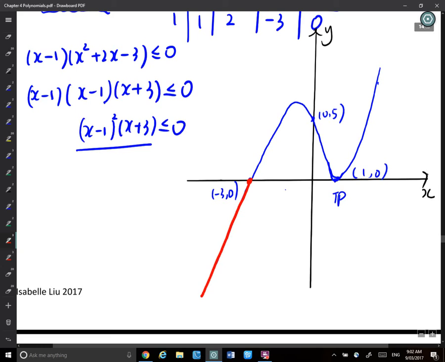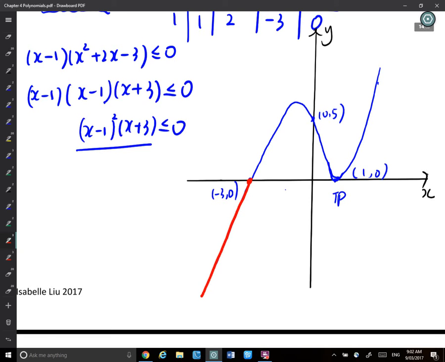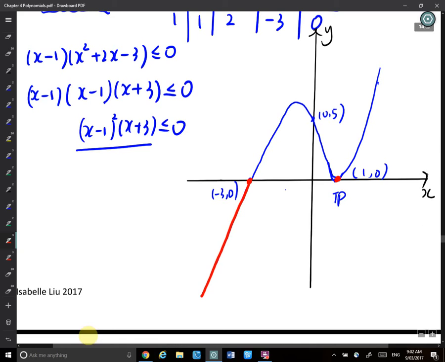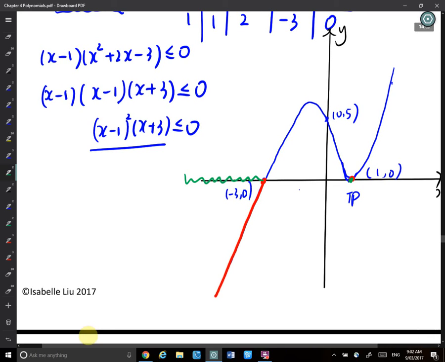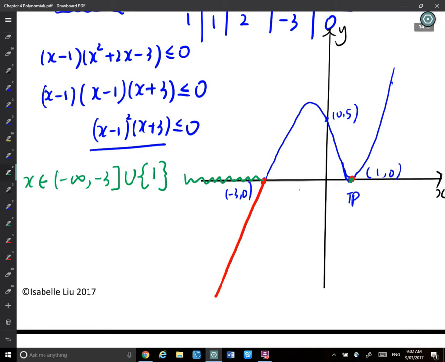Is that everything? Have to think about that. Do we miss anything? Yeah, I can equal 0 as well. So there's another point here. It can touch the x-axis as well, and also below the axis. So the corresponding x will be all of these x and the x for that point. So x should belong to all the negative numbers until negative 3 included, union, a curly bracket, and 1, close the curly bracket. A set union a point.